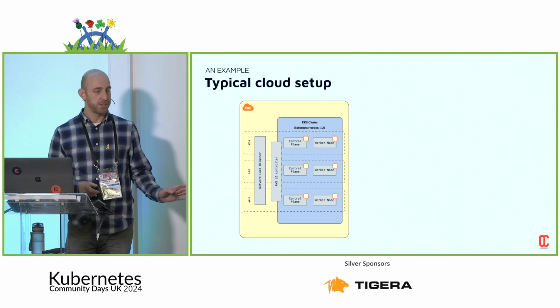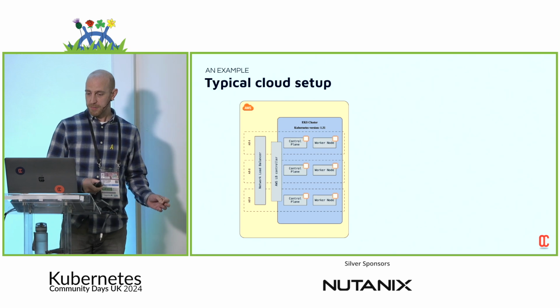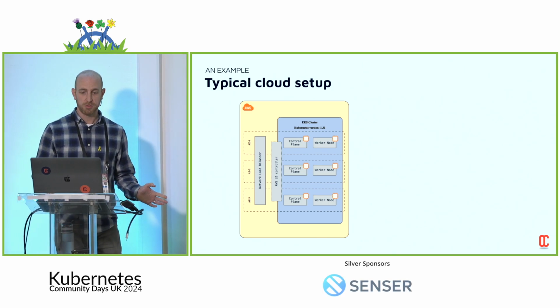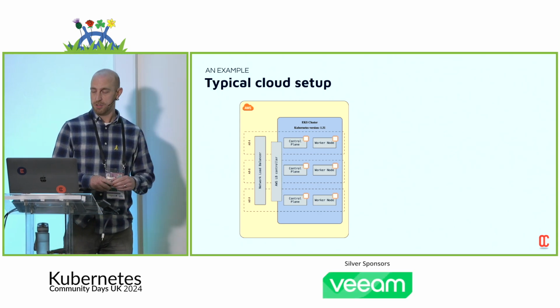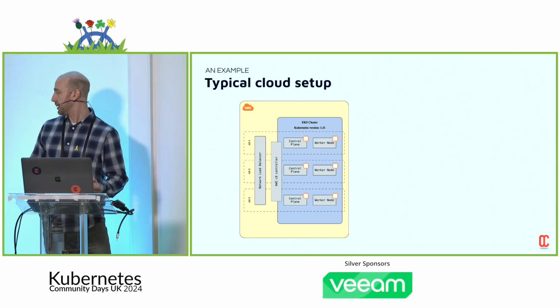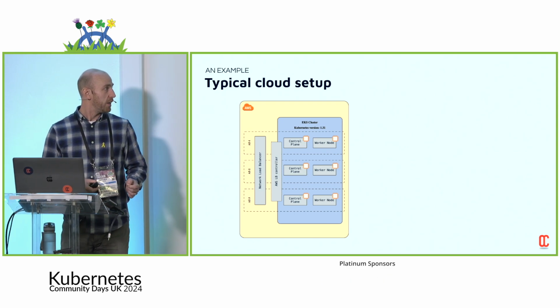So here we have something in AWS, where you, of course, will be using an EKS cluster. And we're running Kubernetes version 1.31. And our cluster spans across 3 availability zones with a control plane node in each, and at least one worker node, though in production, hopefully you'd have more than one in each.